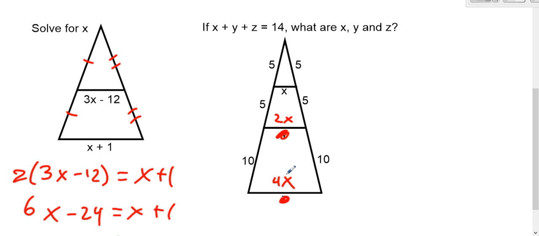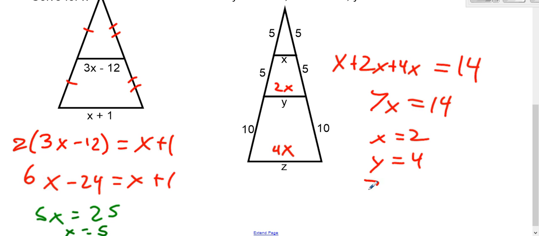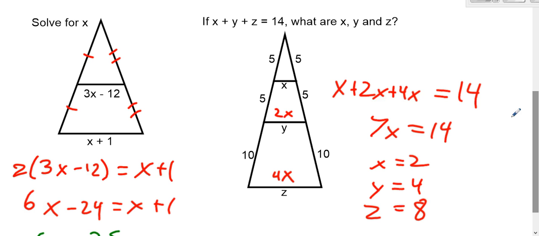So that means you get x plus 2x plus 4x, which is 7x. That's the same thing as x plus y plus z. So that equals 14. If 7x equals 14, that means x is 2. Which means y, double that, would be 4. And then z would be double that, which would be 8. 8 plus 4 plus 2 is 14, like I said. So those are your 3 values.